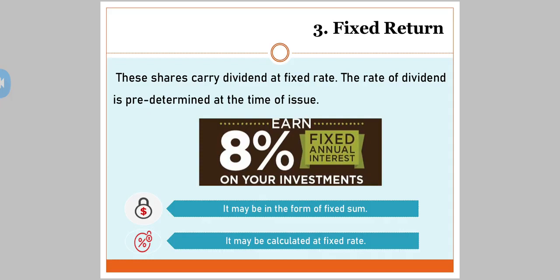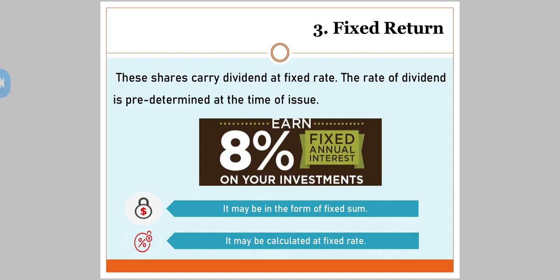Interest is paid on all the other investments, but when the topic comes to shares, the return you get on shares is known as dividend. So can I say a fixed rate of dividend is given to the preference shareholders? Now see, it may be in the form of a fixed sum, that means a fixed amount, or it may be calculated at a fixed rate. Now, dividend can be paid in two ways.